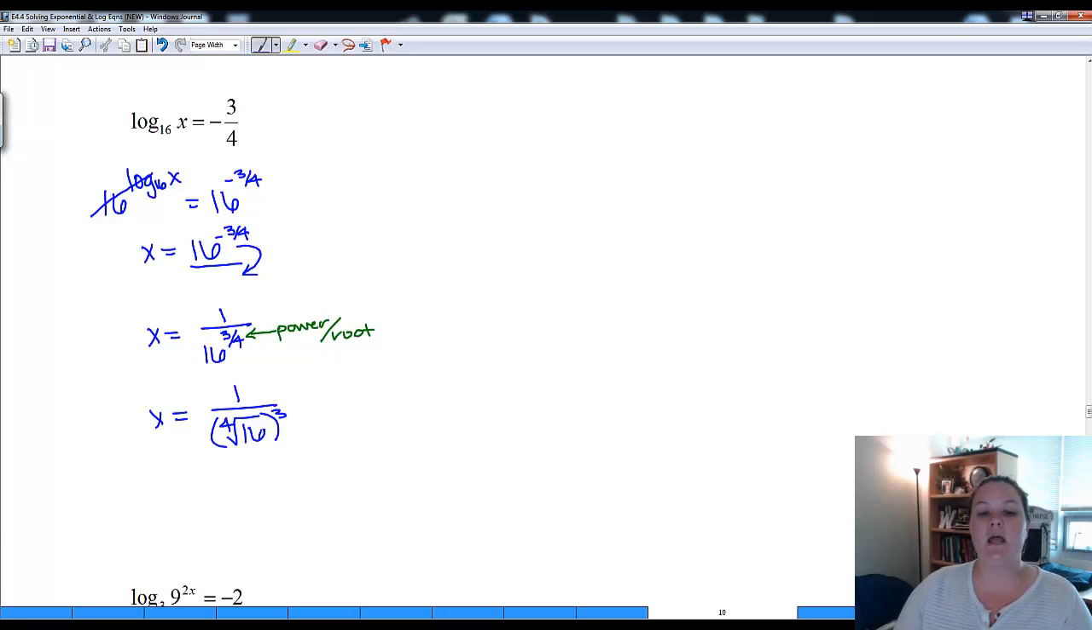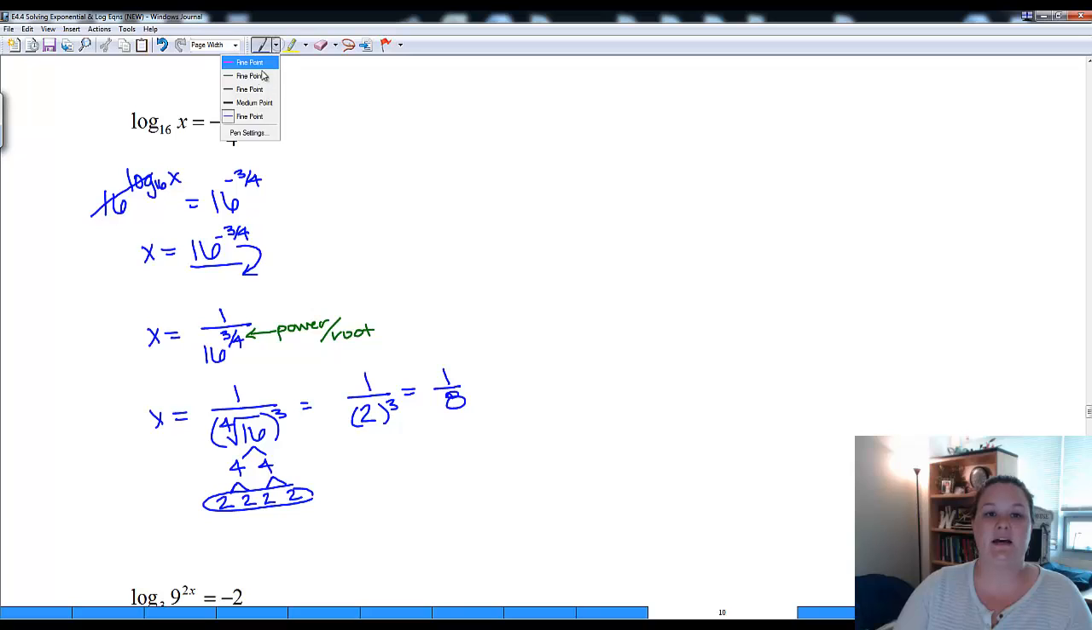So I want to know what number times itself 4 times equals 16. If you know right off the bat, that's great. If you're not sure, you can always factor 16. 16 is 4 times 4, and each of these 4s is 2 times 2. So notice I have 4 copies of a 2, which means that the 4th root of 16 is 2. So I end up with 1 over 2 cubed. And 1 over 2 cubed is 1/8.